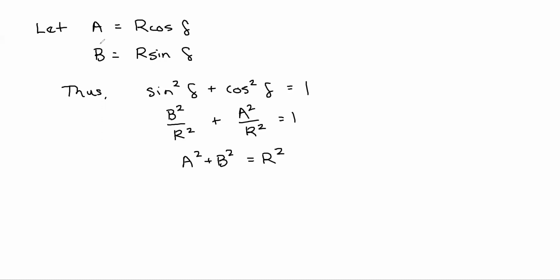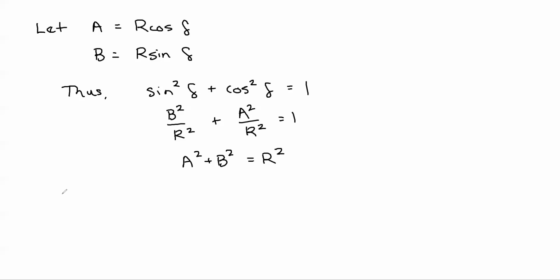So by letting a equal r cosine delta and b equal r sine delta, it enables us to create a formula where, if we had a and b, we could figure out what r is. And you're like, why would we do this? It'll come together. Just got to be patient with it.